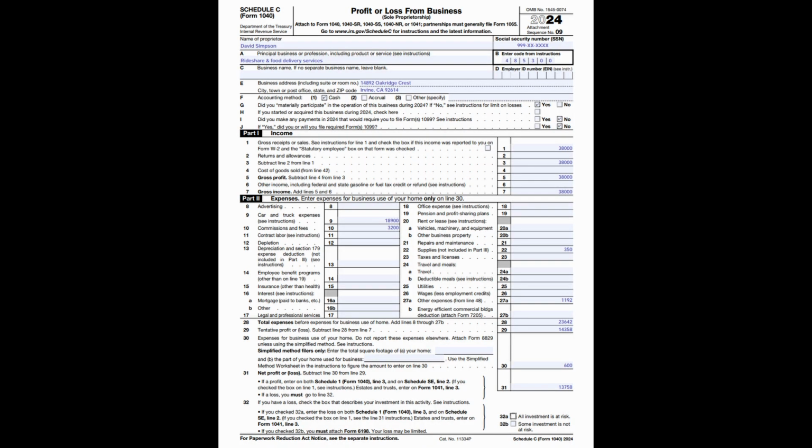Before we jump into Schedule SE, here's everything David has reported on Schedule C. He's doing Uber and DoorDash. He uses the cash method. His total gross income from Uber and DoorDash is $38,000. No returns, no cost of goods sold, no additional income. The expenses he has: $18,900 for car and truck expenses. Commission fees from Uber and DoorDash is $3,200.